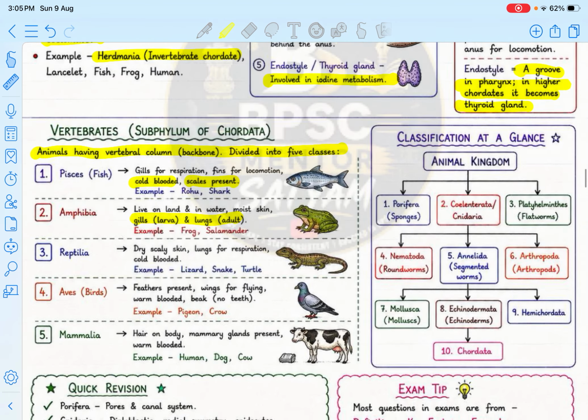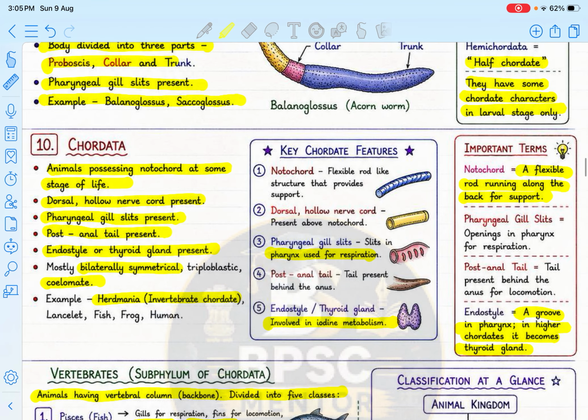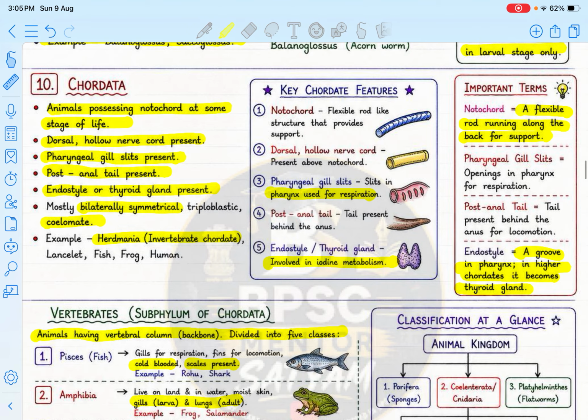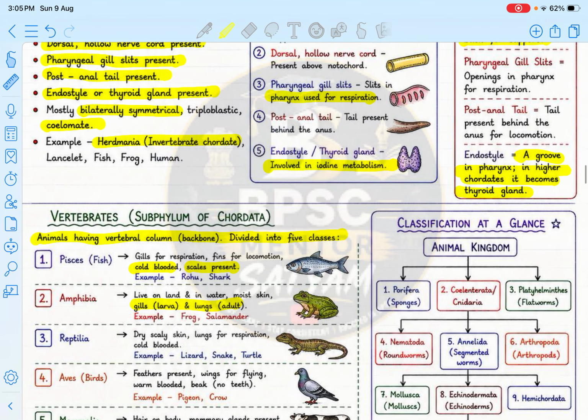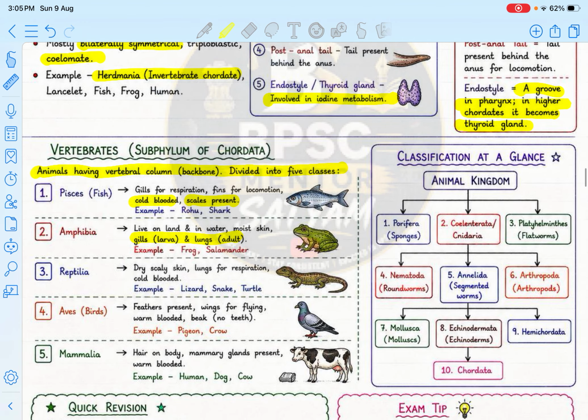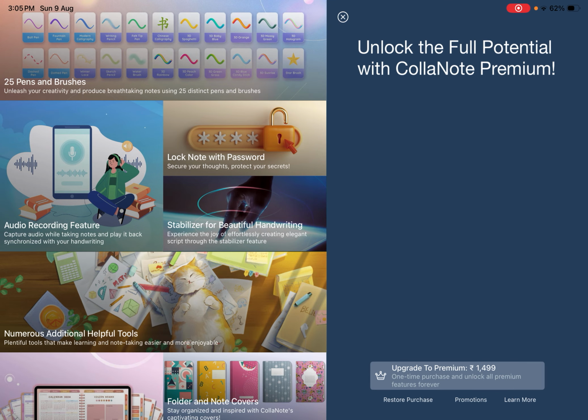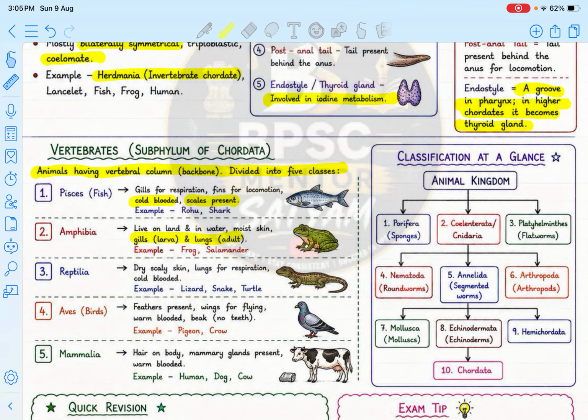So today we'll be discussing an important subphylum of Chordata, that is Vertebrata. Animals having a vertebral column, that is backbone, we call vertebrates. For example, the Pisces: they have gills for respiration, fins for locomotion, are cold-blooded, and scales are present. Next is Amphibia. They live on land and water, and they have a moist skin. For example, frog and salamander.